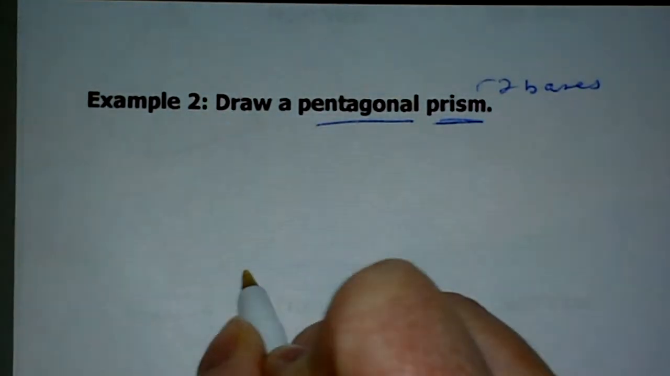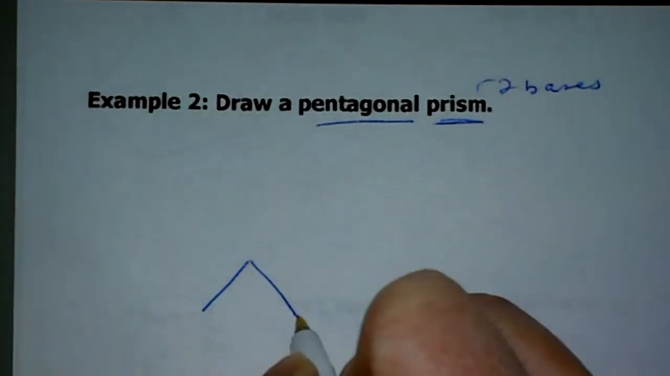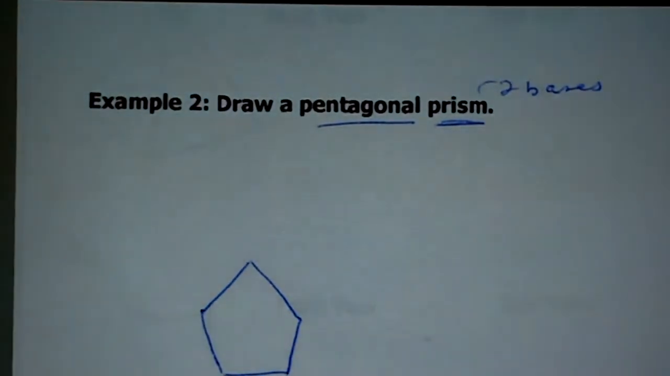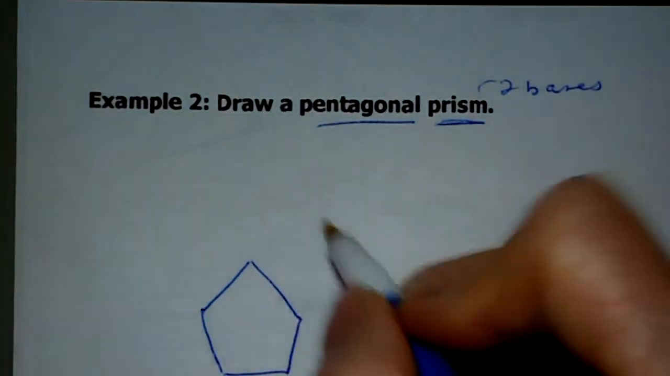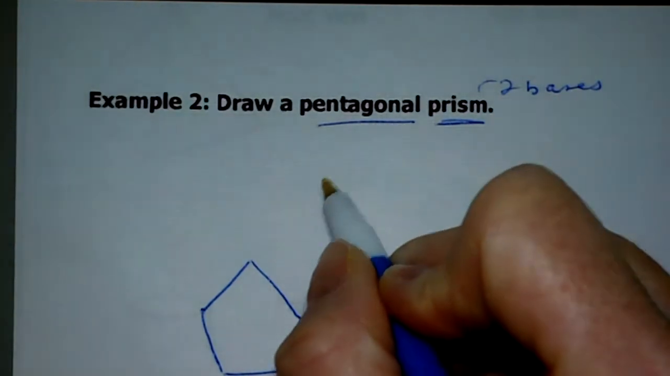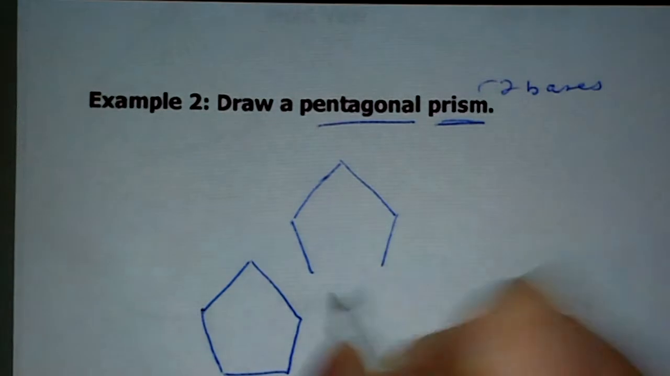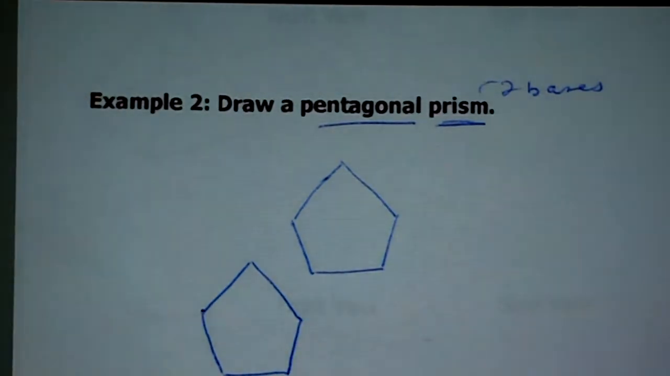I'm scared. I'm writing in pen. 1, 2, 3, 4, 5. Alright, there's my pentagon. I want to draw another pentagon. I'm going to draw it up and over from there. I want it to be the same. Okay, 1, 2, 3, 4, 5. Yay, I'm so proud of myself right now. There's the 2 bases, pentagons.